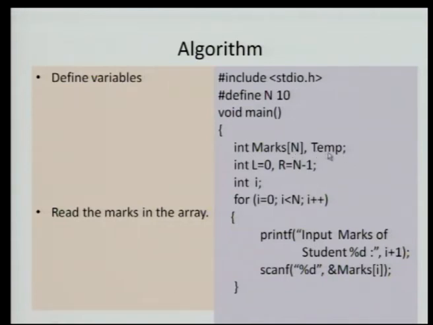A temporary variable which will be required for exchanging, right? A pointer left, which we have named L, and pointer R. L has been initialized to 0, right? And you remember the lowest index is 0 and the highest index is 10 minus 1, 9. So n minus 1 is always there in C. If you have defined an array to contain 10 elements, then it will be between index 0 and 9. So 10 elements like that. And another variable I, which we will be using in iteration.